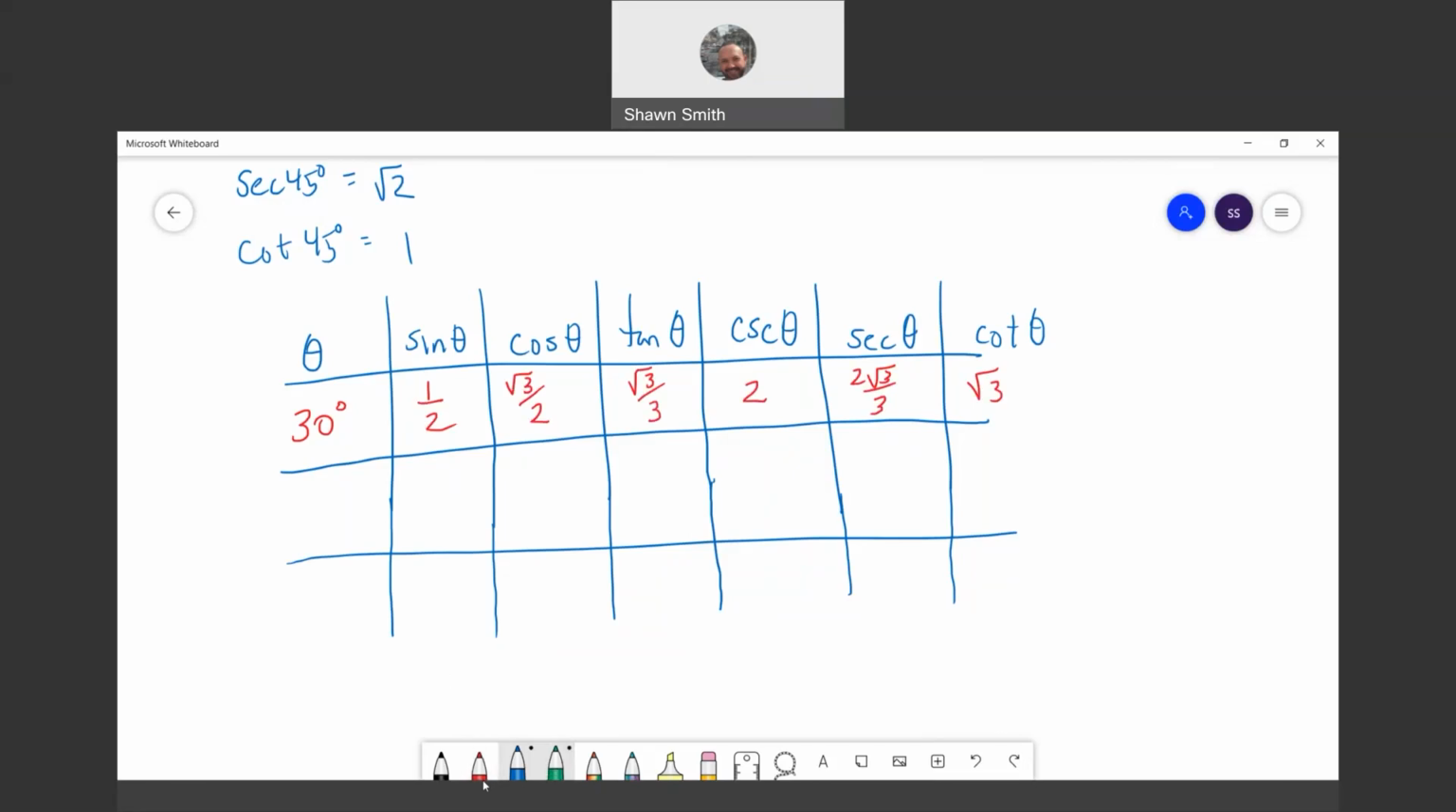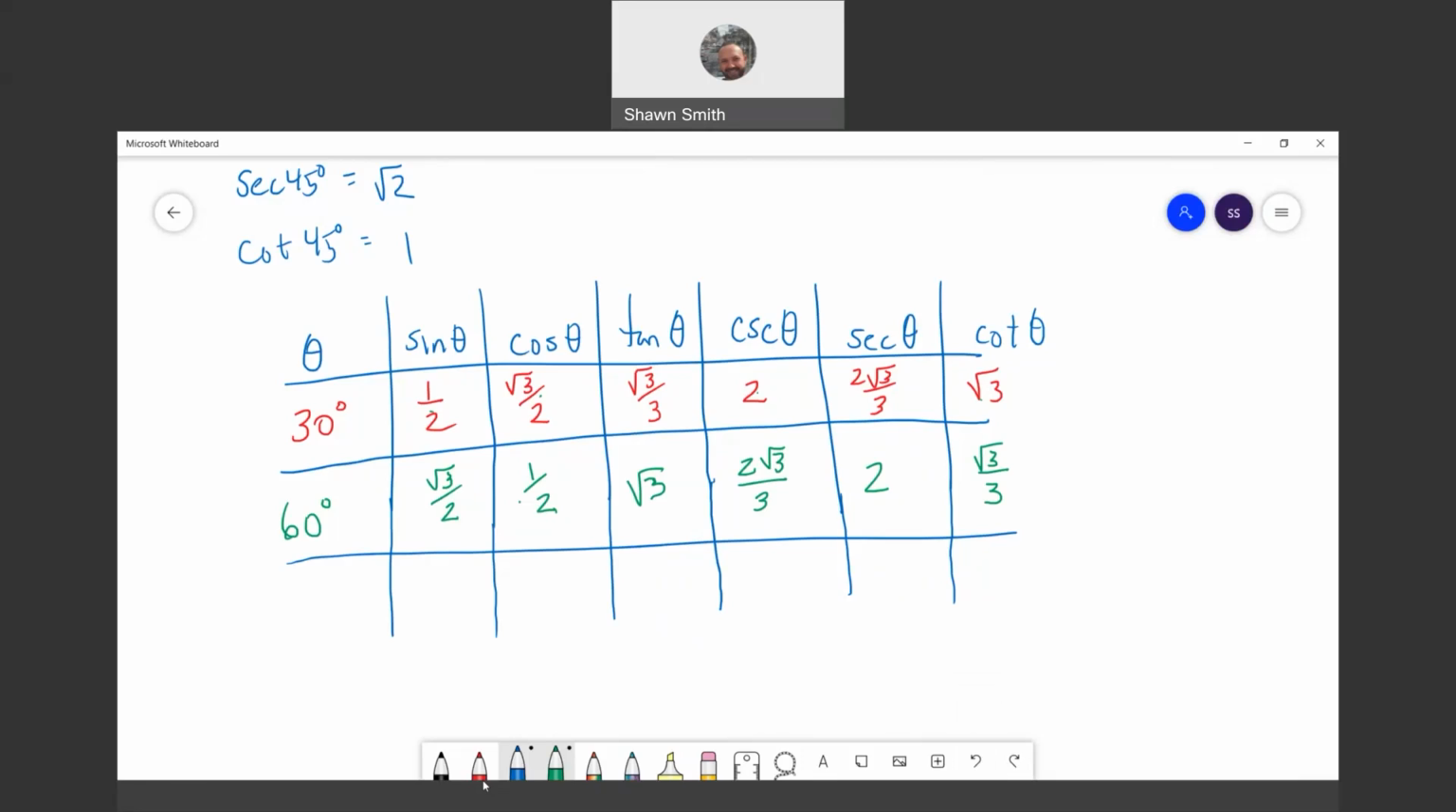Again, now if you know those, 60 degrees is pretty simple. Square root of 3 over 2. This is this one, 1/2. This is this one, square root of 3. This is this one, 2 square roots of 3 over 3. Secant is that one, 2. And cotangent, square root of 3 over 3.